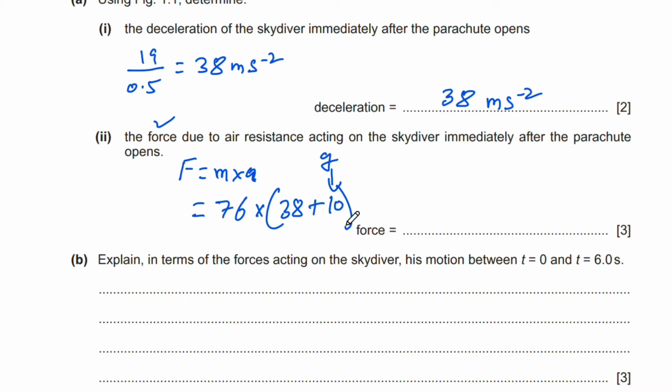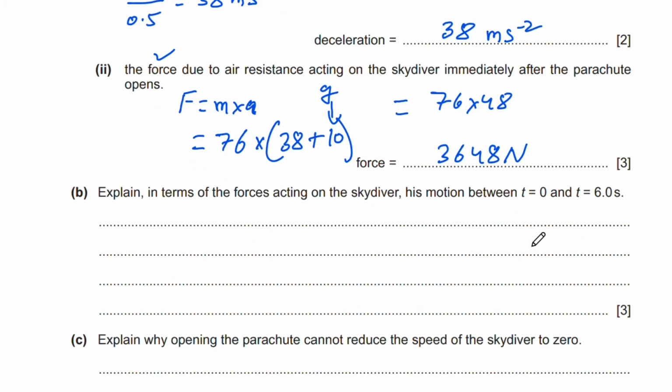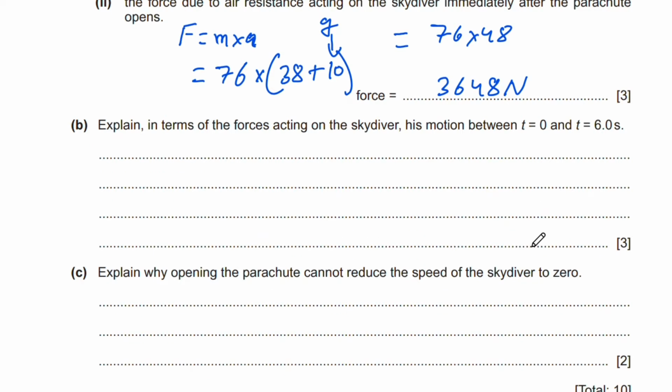So 76 into 48, solving it, substituting this in the calculator. So 76 is the kg and 48 will be the acceleration. So this is 3648 Newton. So the force is 3648 Newton.